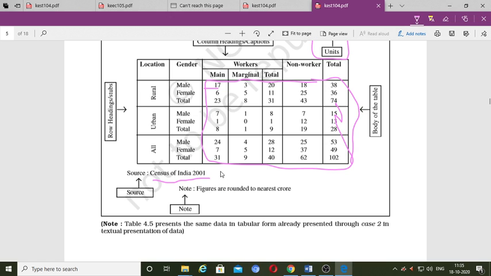Okay, it may be primary data or secondary data, as you have seen in your first chapter. Data may be primary or secondary. Okay, Census of India is secondary data for you because it is already collected data. If you collect it by yourself, then it will be primary data and you will write in source that this data is collected by yourself. Okay, field survey 2020, then you will write in this manner.